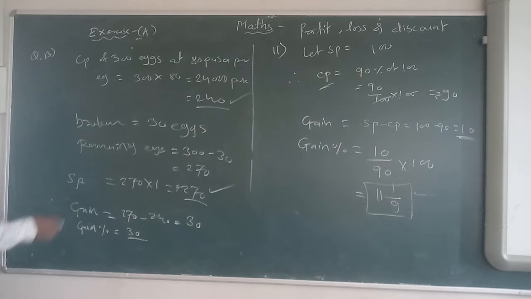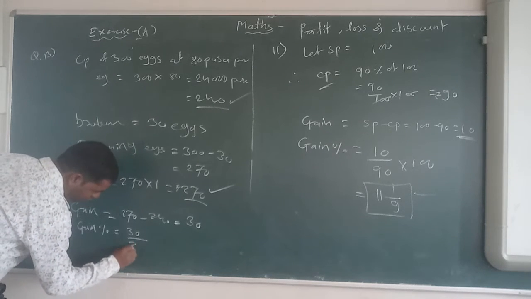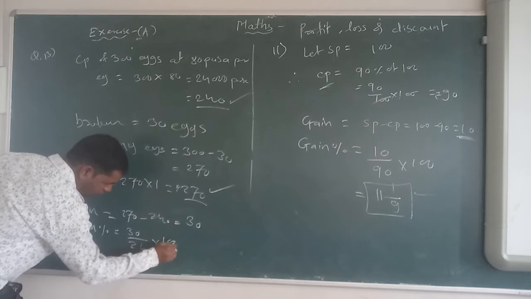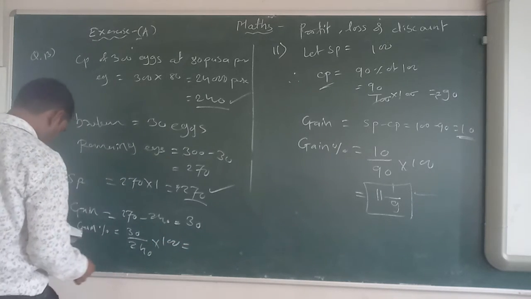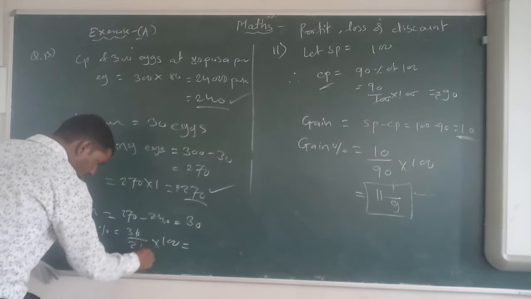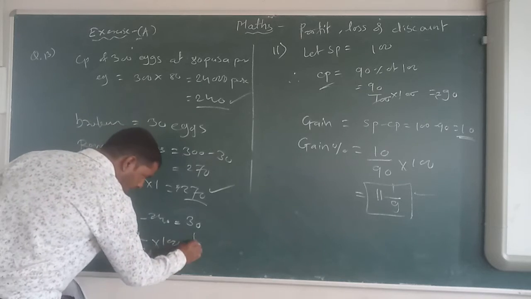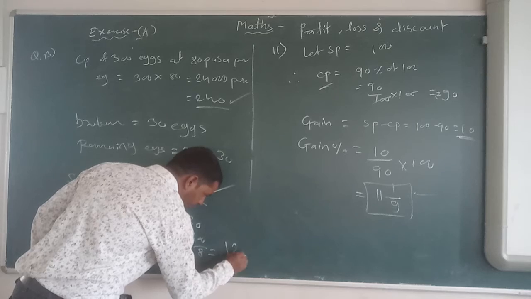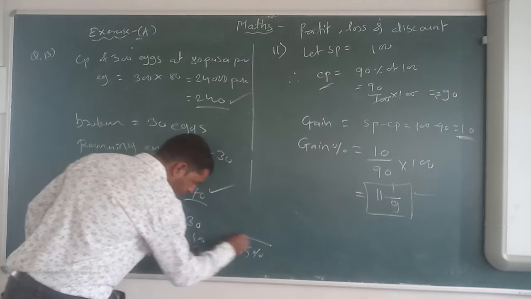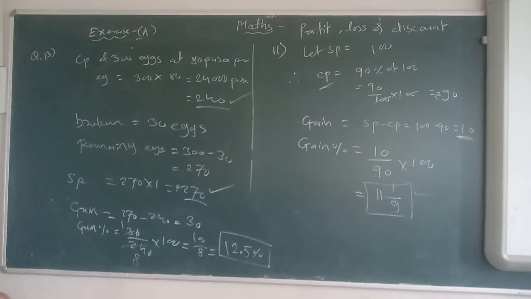Gain percent is equal to 30 upon CP, and CP is 240, upon 240 multiplied by 100. Here you can cancel the 0. 3 1 the 3, 8 the, that means 100 upon 8, and it will be 12.5%. So the gain will be 12.5%.